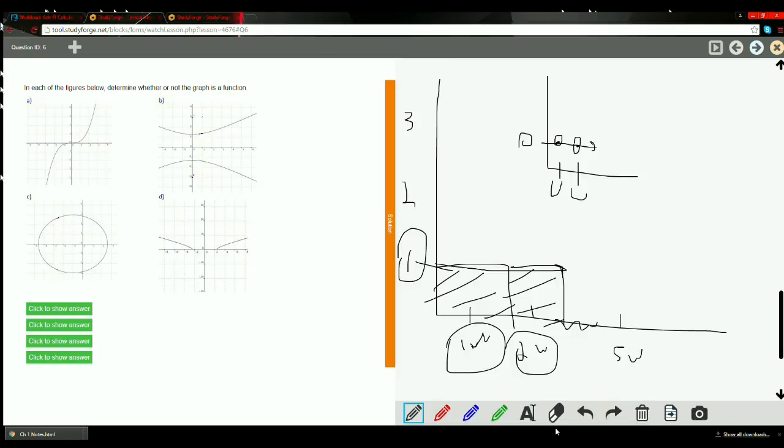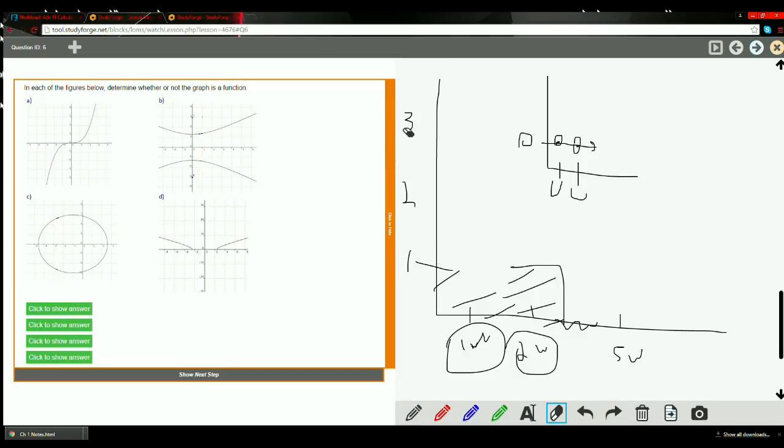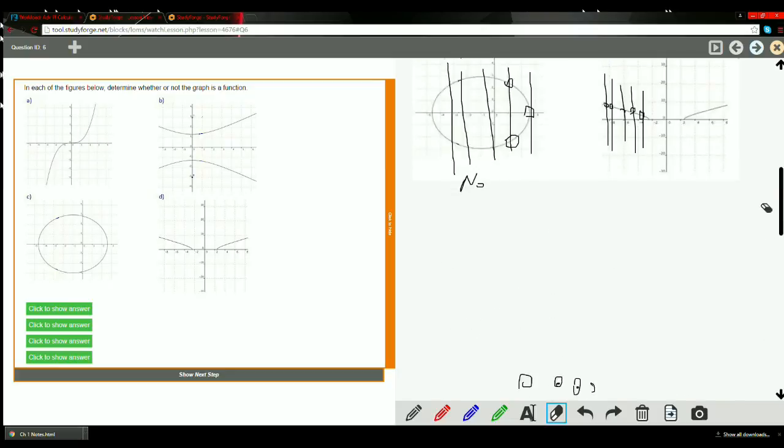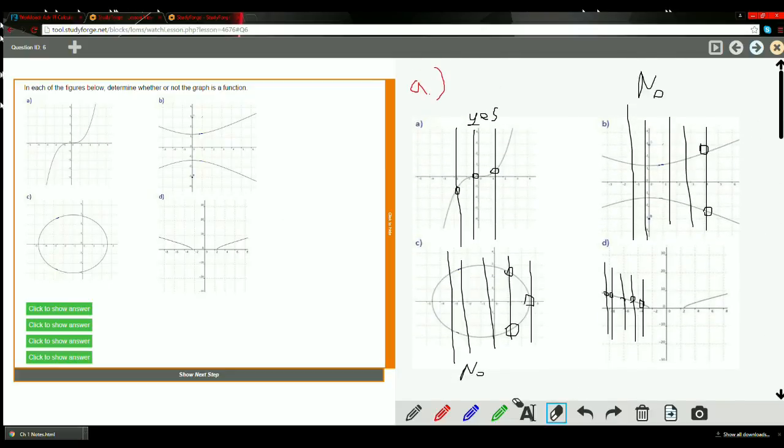I'm going to erase all this. It's going to take a little while. Sorry about that. Okay, so now we're going to do the last one. You see, each one has 1 output, and that's just common sense. Yes, it's a function. This is irrelevant to the answer. So it's yes, and we can show our answer.